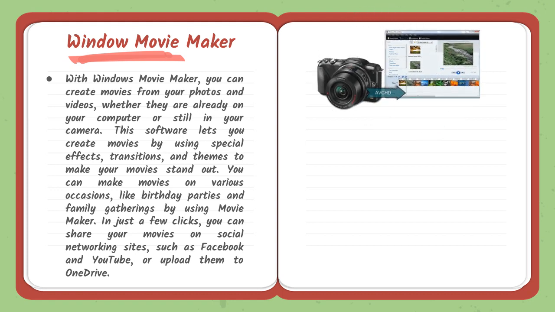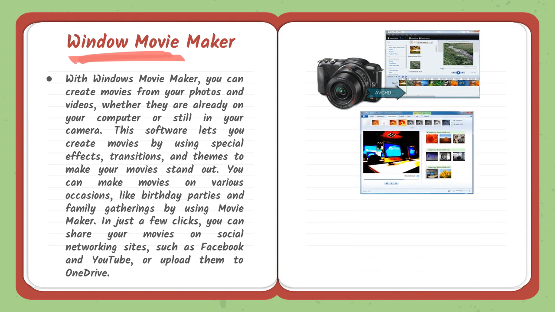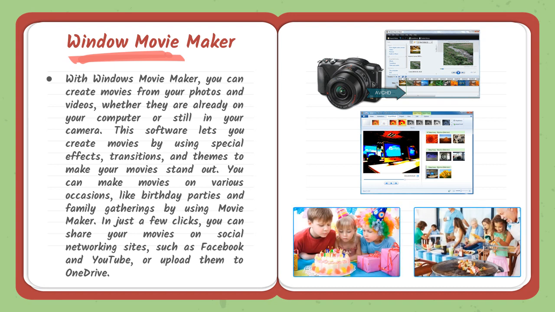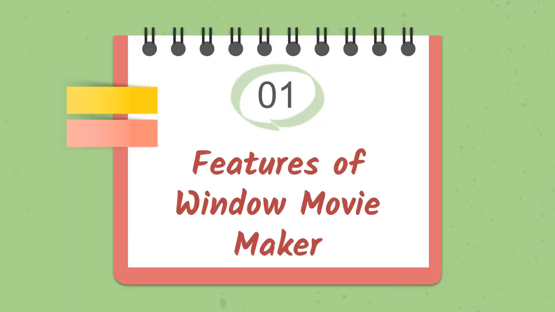This software lets you create movies by using special effects, transitions and themes to make your movies stand out. You can make movies on various occasions like birthday parties and family gatherings by using Movie Maker. In just a few clicks, you can share your movies on social networking sites such as Facebook and YouTube or upload them to OneDrive. Now let's discuss the features of Windows Movie Maker.